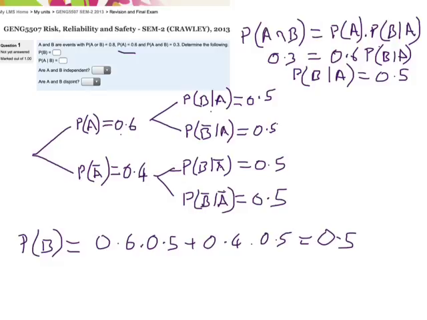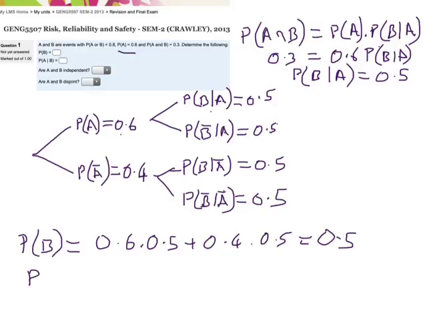So let's just point these out. We know that B's happened, so that's either going to be the probability of B given A or the probability of B given not A. And given that we know one of those two paths has occurred, we want to know the probability that it was in this one. So let's write this out.